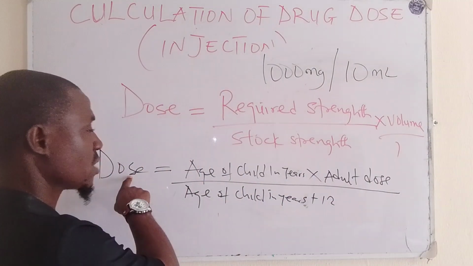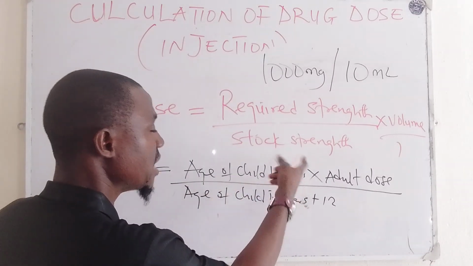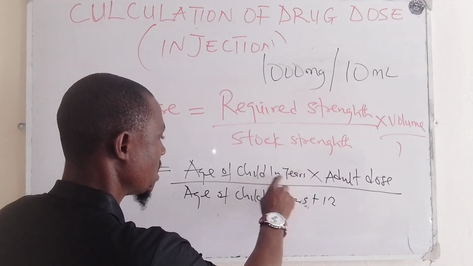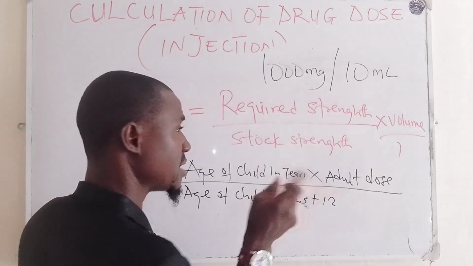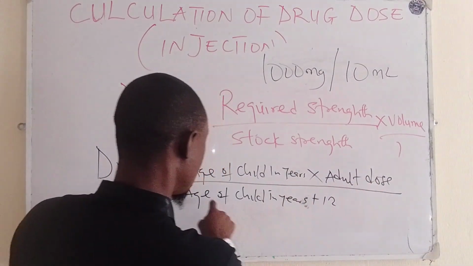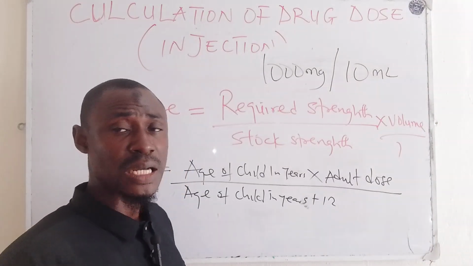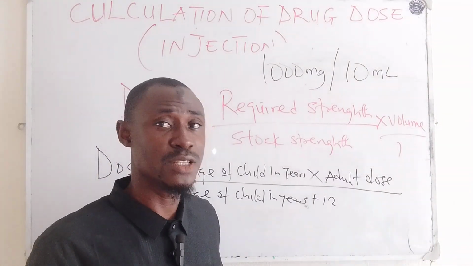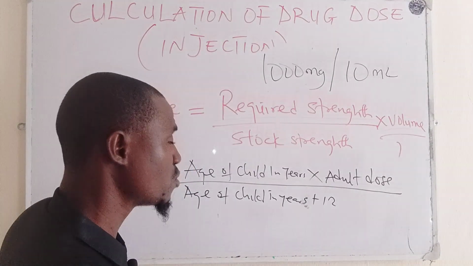The dose of the drug you are going to administer is age of child in years or year. If the child is 1 year, then that will be just one year. But if it's years, that's more than one. The case of this one is years because the child's age is 6 years. So age of child in years multiplied by the adult dose over age of child in years plus 12. This is the formula we are going to use to calculate the dose of the drug, so we are using Young's rule. Now, the parameters that we need to collect from the book are already there.